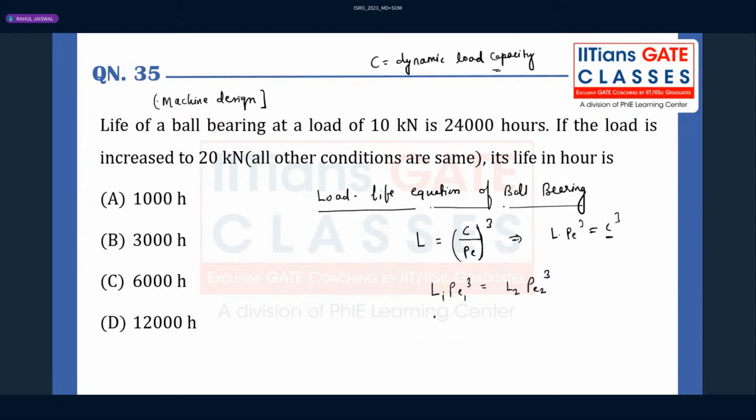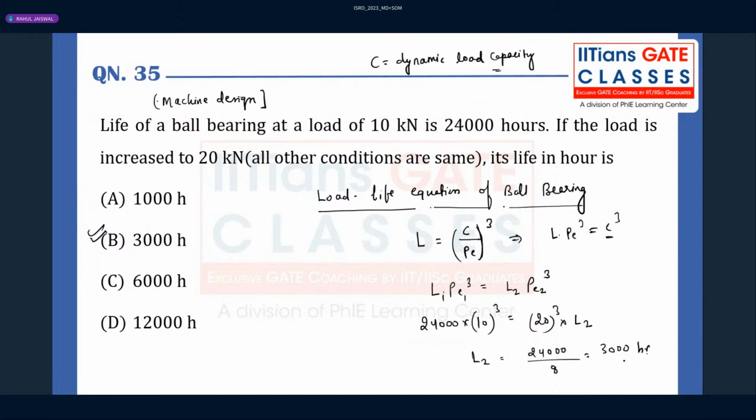The life of the bearing is given as 24,000 hours at a load of 10 kilonewton. If the load is increased to 20, that means 2 cubed, which is 8, what is the life of the bearing they are asking? It will be 3000 hours. B will be correct.